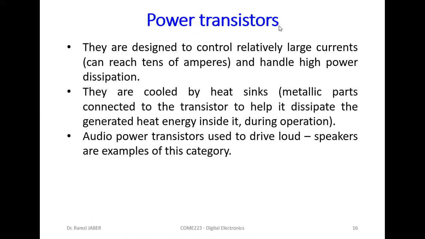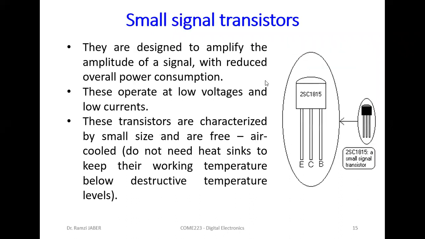Now we have the power transistor. They are designed to control relatively large current. We need large current here. It's not usable in digital electronics. Large current can reach tens of amperes and handle high power dissipation. High current, high power. Small signal transistor: low current, low voltage, low power.